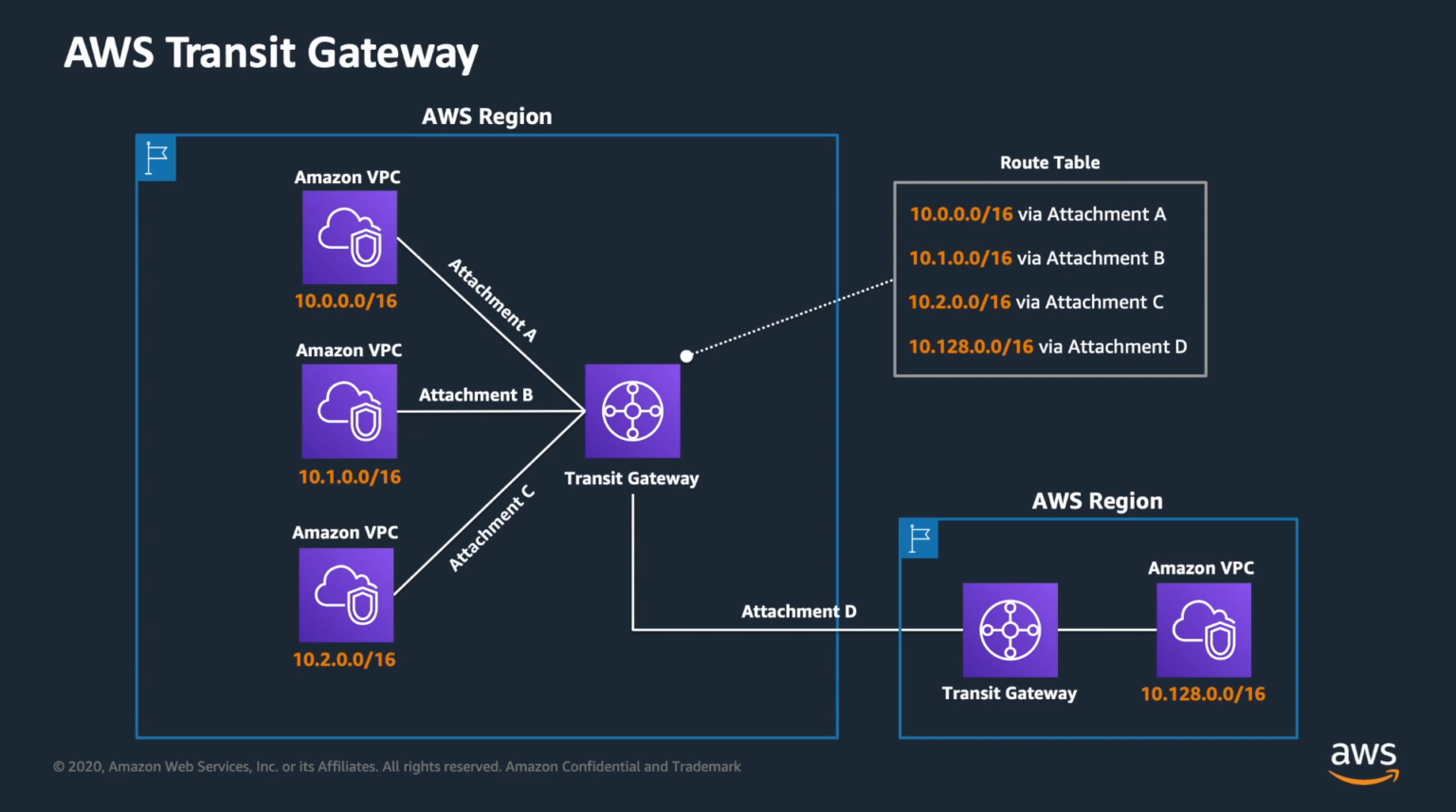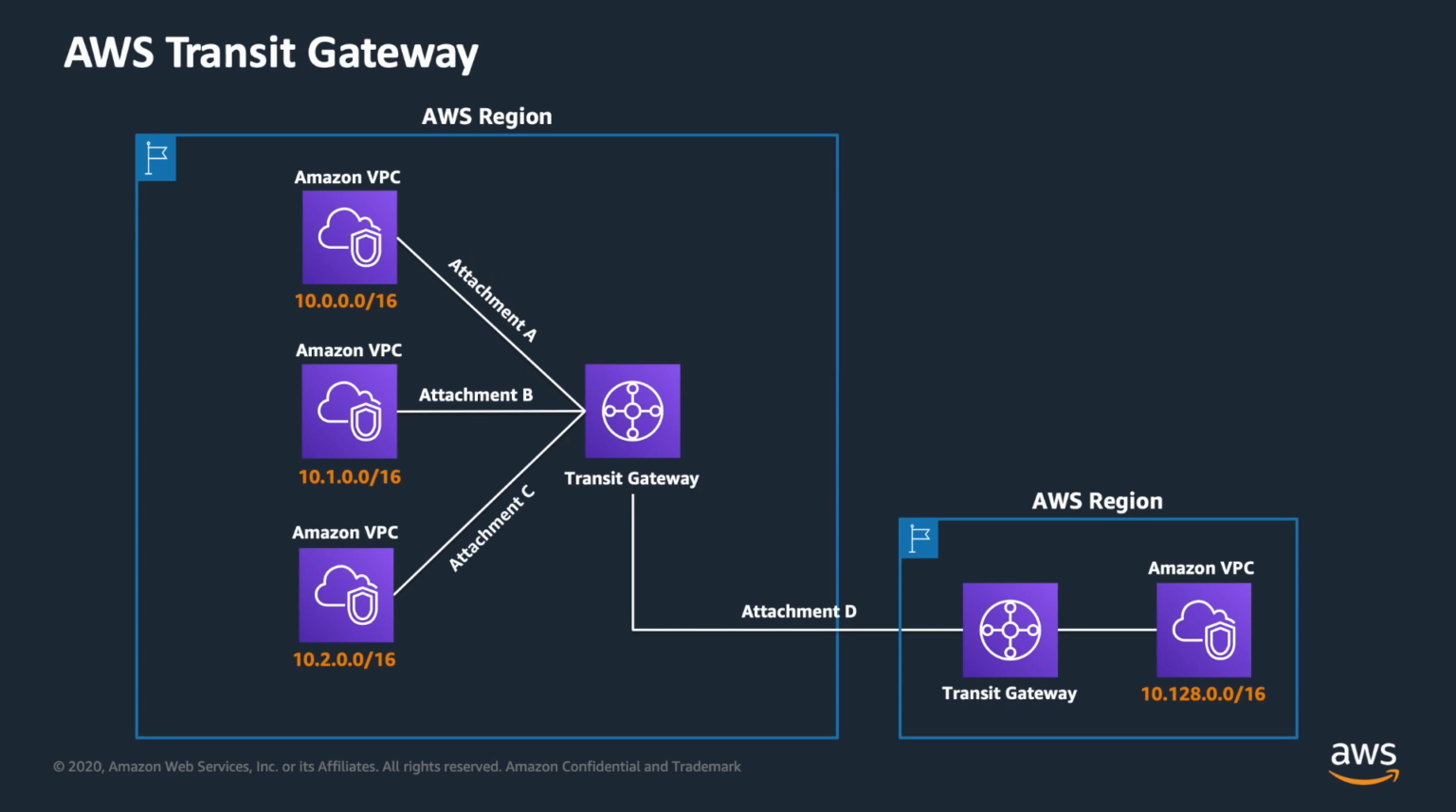For example, if a packet is received by transit gateway from attachment D and has a destination IP of 10.0.0.9, transit gateway will look into its route table for a match. A match with attachment A as a next stop is found, and the packet is then sent onto attachment A and delivered to the right VPC.